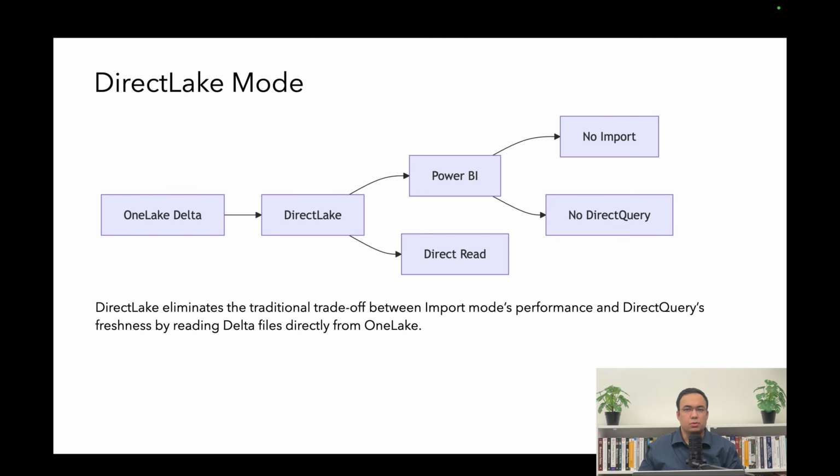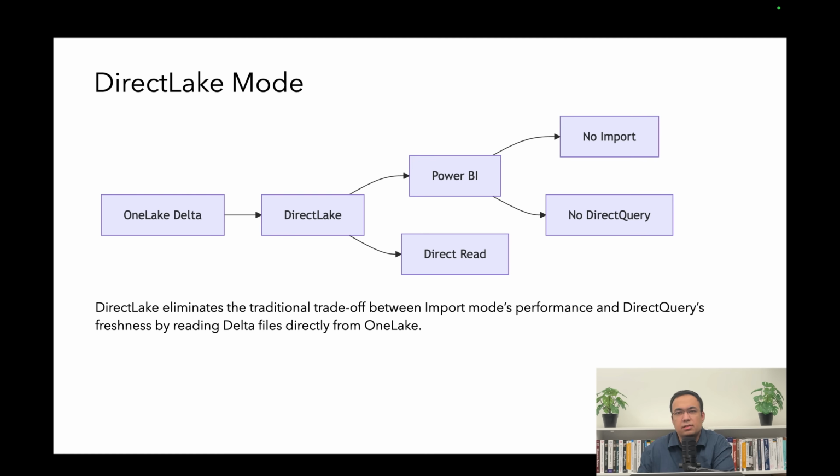Traditionally, Power BI has two modes for connecting to data. Import mode copies data into Power BI's in-memory engine. This provides great performance because everything is in memory, but the data is stale. It's only as fresh as the last refresh. Direct query mode does not import data. Every time a user interacts with a visual, Power BI sends a query to the underlying database. This provides real-time data freshness, but performance can be slower because you're hitting the database constantly.